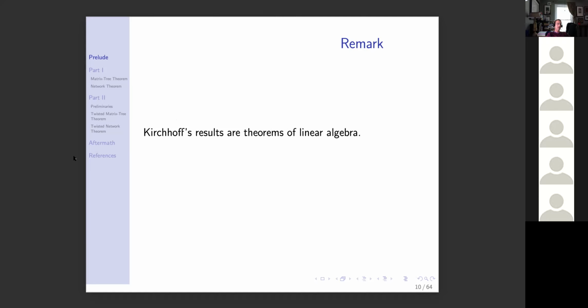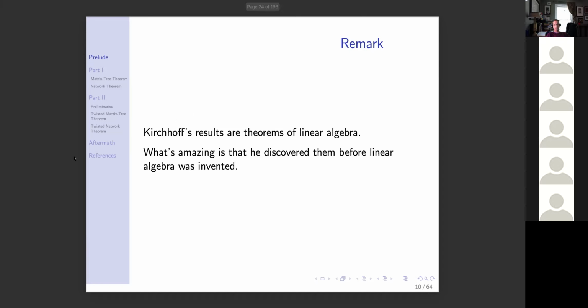So let me point out one more thing, though, that Kirchhoff's results are really theorems that have to do with linear algebra. What's amazing is that Kirchhoff discovered those results before linear algebra was even invented. In fact, matrix algebra wasn't invented until 1858. So that was 11 years after Kirchhoff's second paper. And it was in a paper of Cayley where matrices and matrix notation were introduced. And Kirchhoff had no matrix notation whatsoever at his disposal.